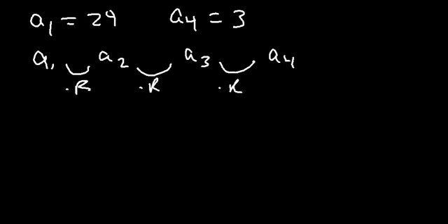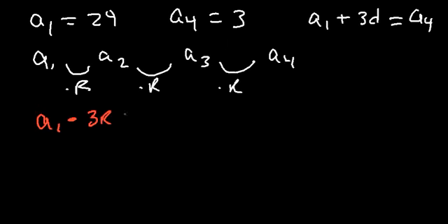If it was an arithmetic sequence, it would be a1 plus 3d is equal to a4. With arithmetic sequences, you're adding and subtracting. If d is positive, you're adding. If d is negative, you're subtracting. For geometric sequences, you're dealing with multiplication and division. So here, to go from a1 to a4, you need to multiply a1 by 3r instead of adding a1 by 3d.